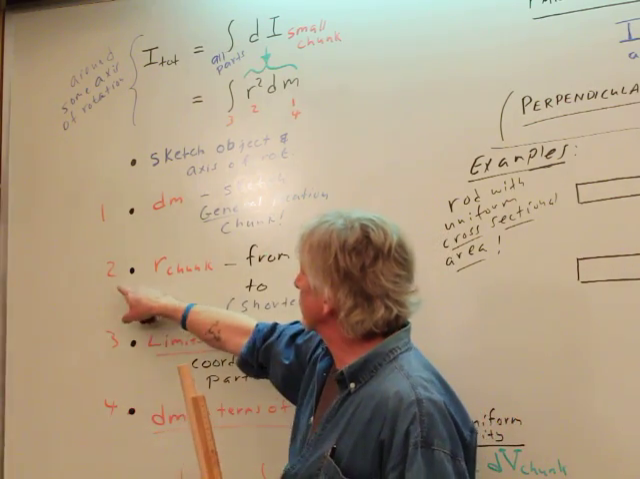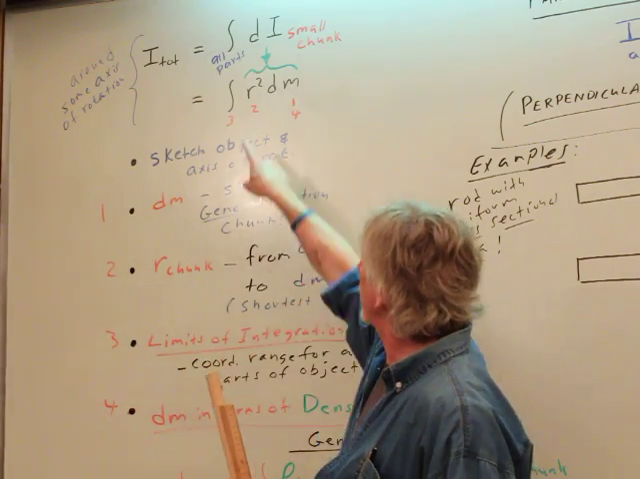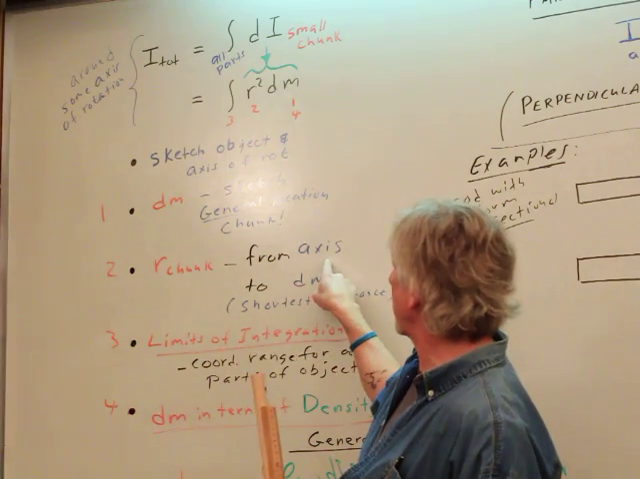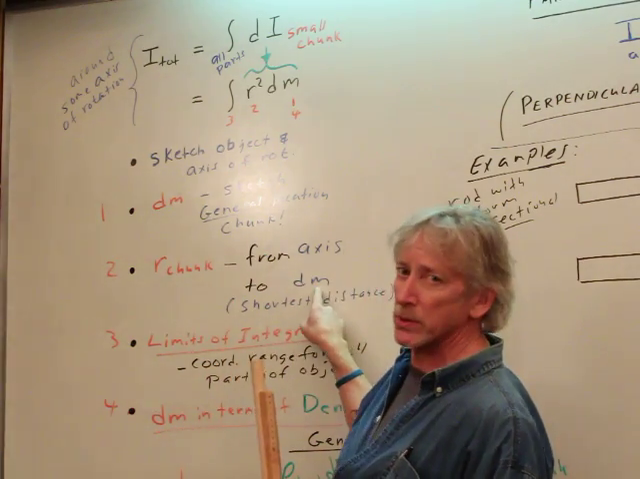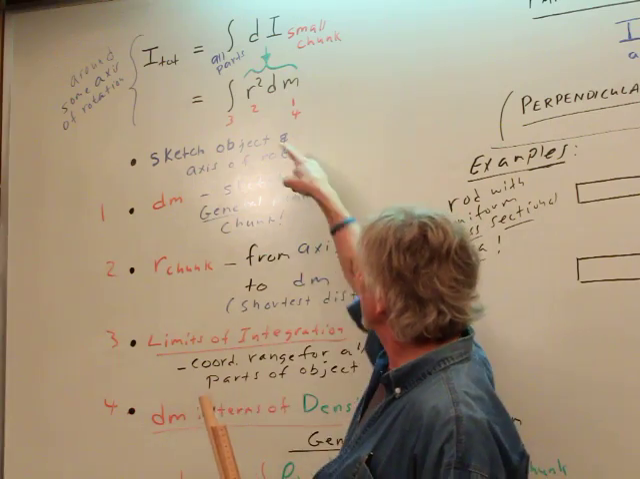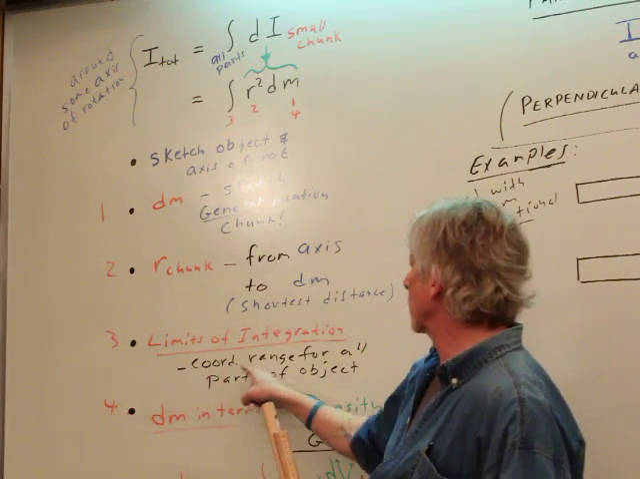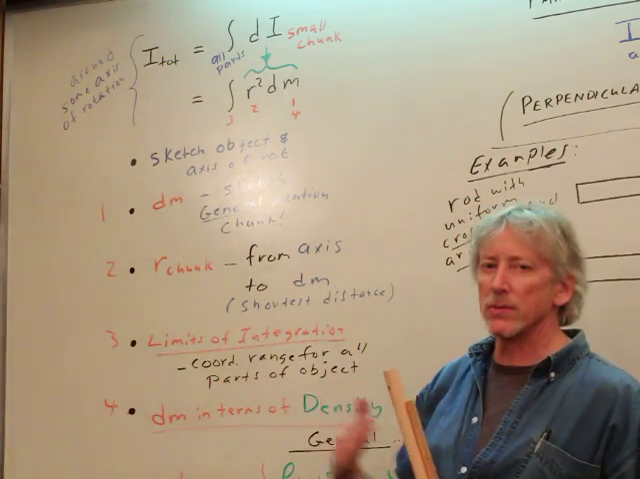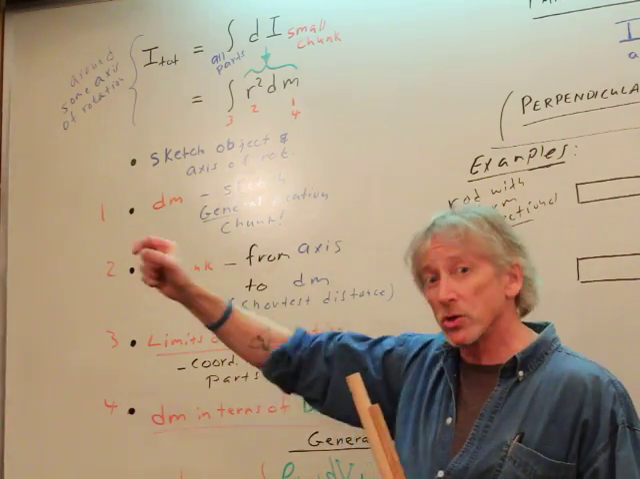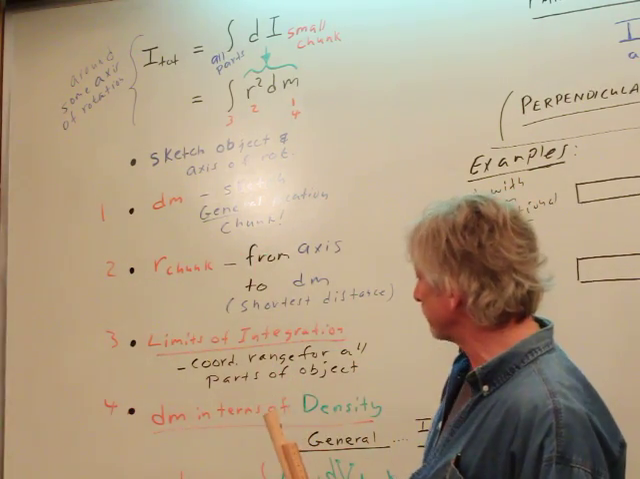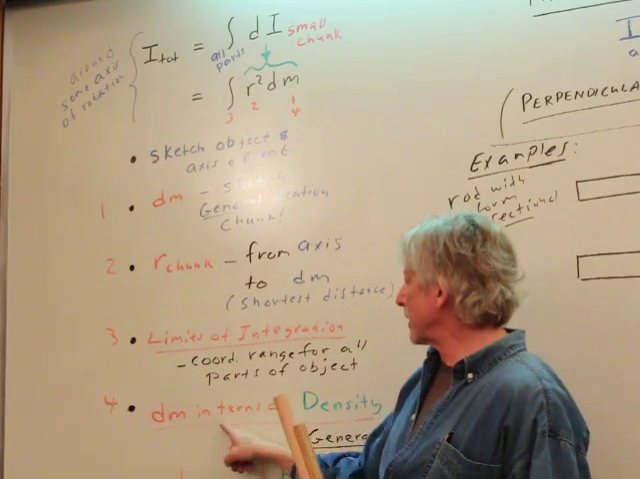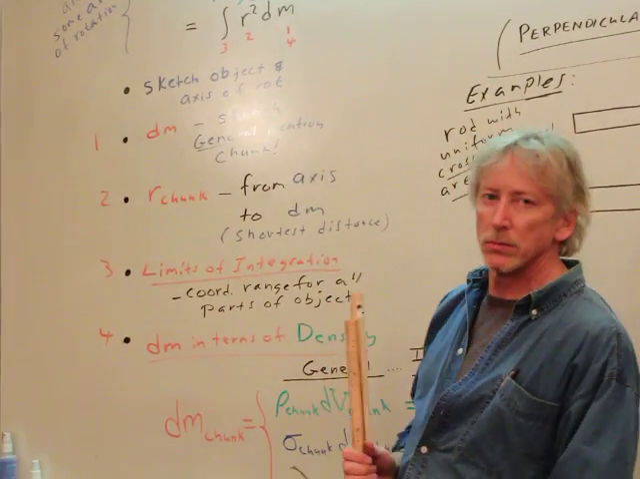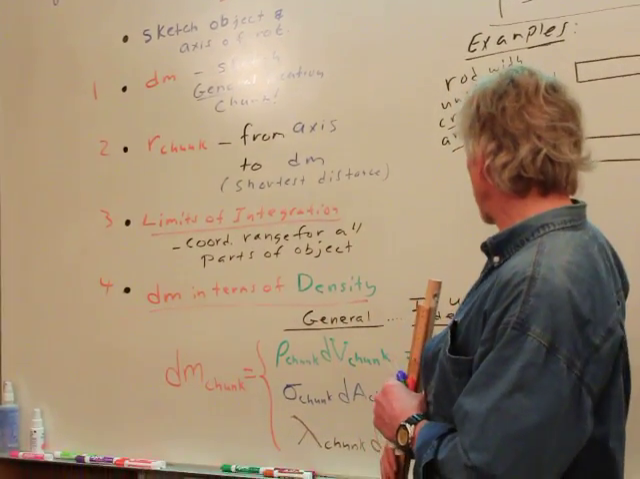And then we go to 2, and we need r. Where's the r of the chunk? Well, it's from the axis of rotation to the dm. It's the shortest distance. 3, I need the limits of integration. So the coordinate range for all parts of the object. So you want to cover every single little chunk that makes up the object. 4, we want dm in terms of density. Okay? dm in terms of density.